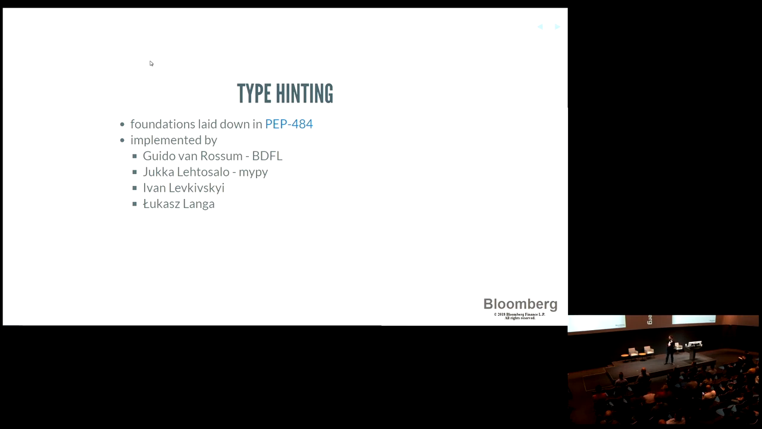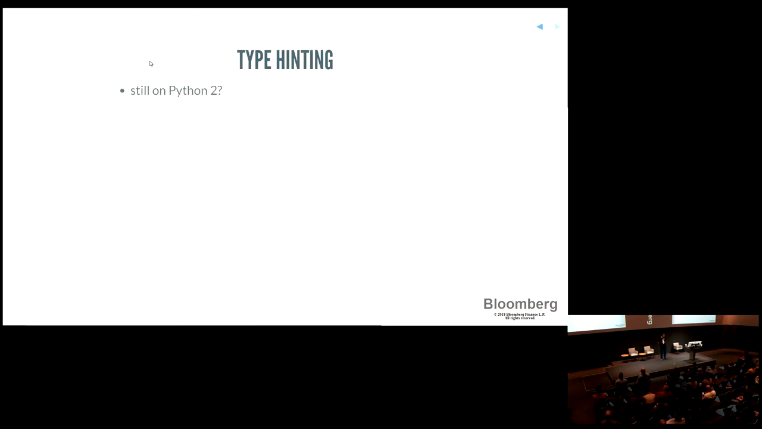The typing system in Python is mostly based on whatever MyPy dreamed up beforehand. Guido looked at it and liked it, so he made some adjustments to it, but it's heavily based on that. For any people who used MyPy before, typing was added to the standard library just around the time of Python 3.5.